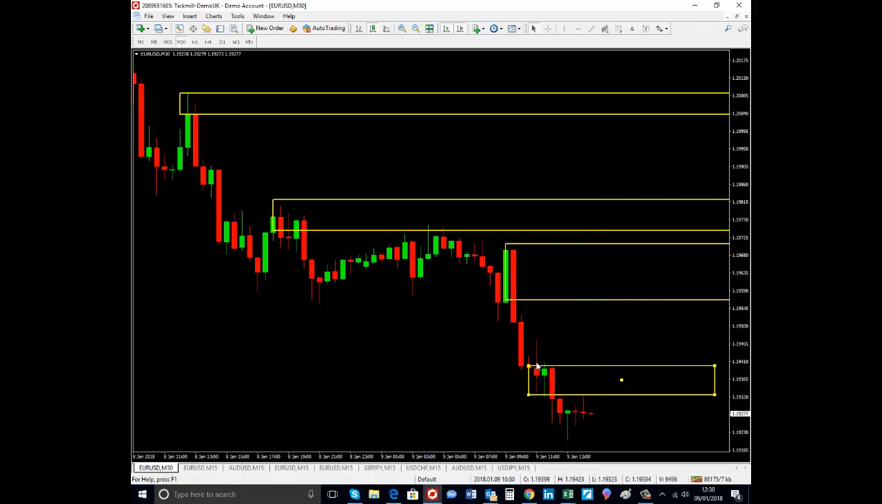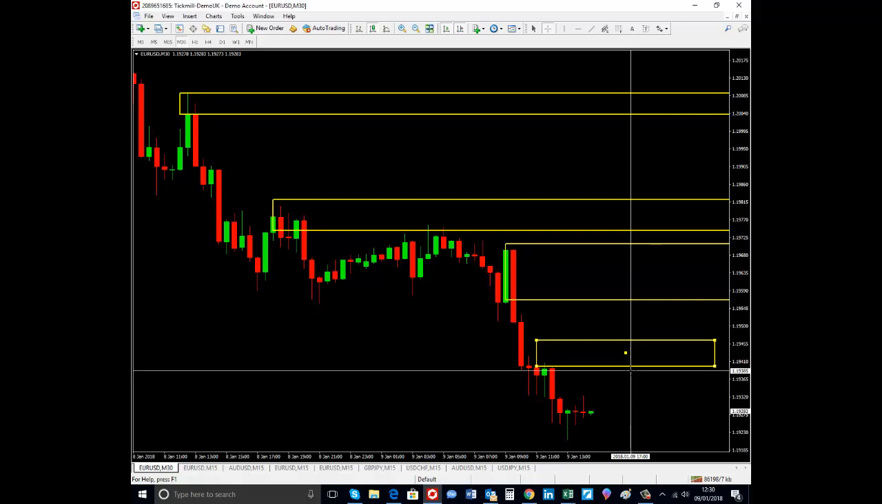So by drawing the wicks only, what we're now saying is, look, this is where it's actually fallen from. Look at the big red candle where it's fallen from. When it comes back up into here, I'm expecting a reaction of some kind. That at the moment is still 10 pips away. Where the market's strongly to the downside, it could well come here, hit here, and sell off.